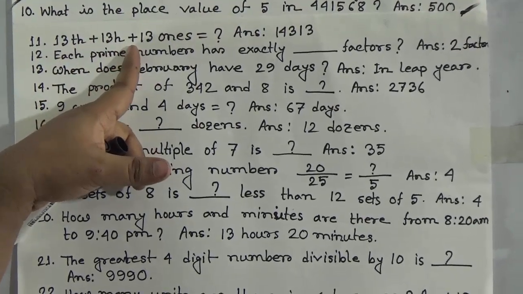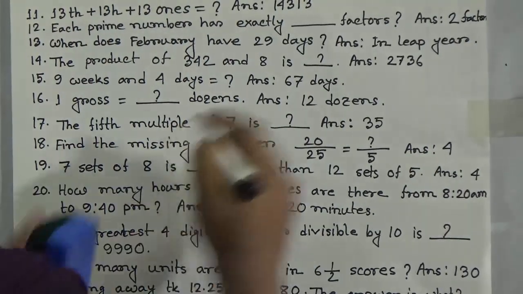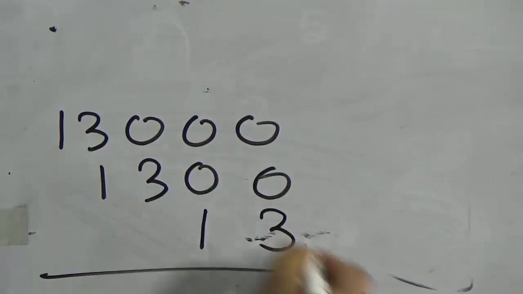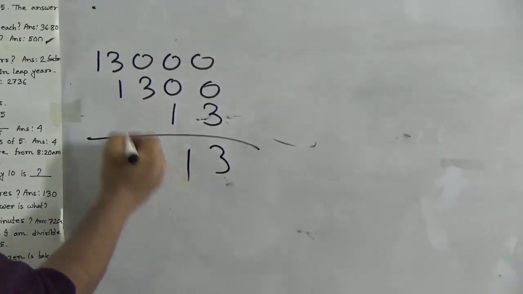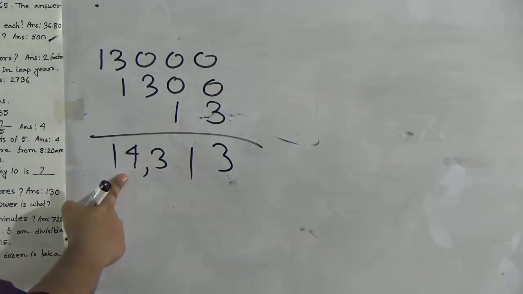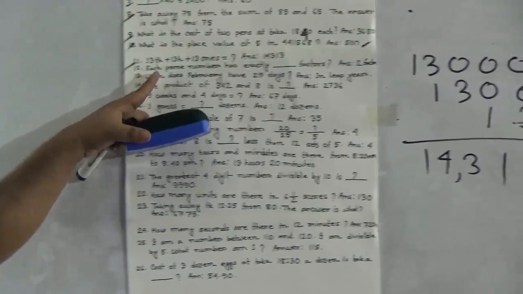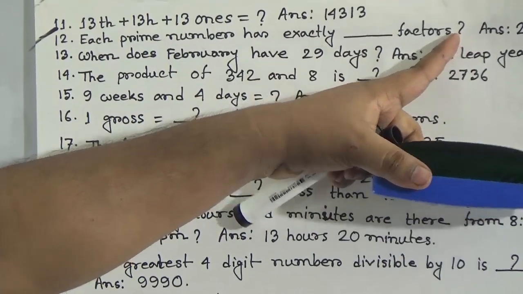Okay, our next question is 13,000, 1300, and 13 ones equal to what? At first, 13,000 means this number, 1300 means this number, and 13 ones means this number. Now we add these numbers, and so the answer is 14,313.